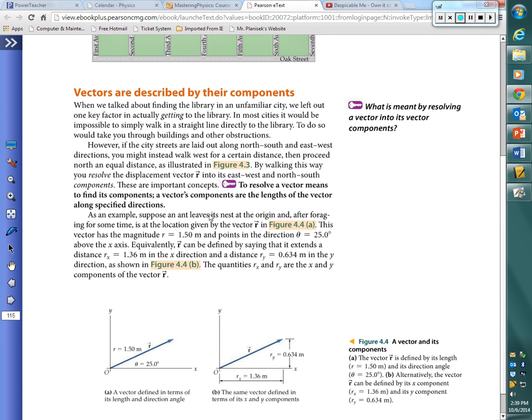So key point: to resolve a vector means to find its components. A vector's components are the lengths of the vector along specified directions. It's going to be a lot easier in many instances, especially if we have multiple vectors, to examine their components as opposed to the actual vectors themselves.